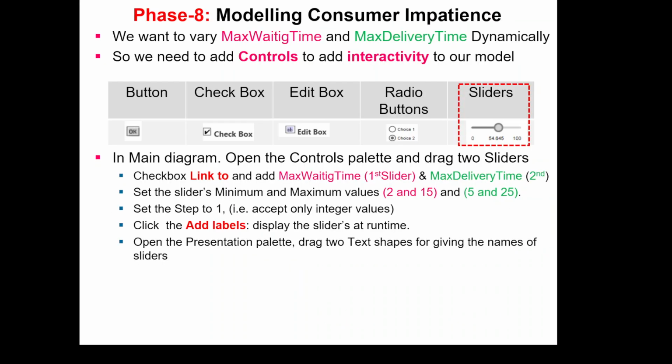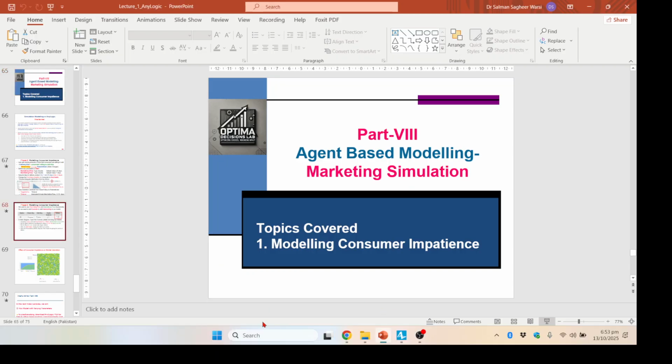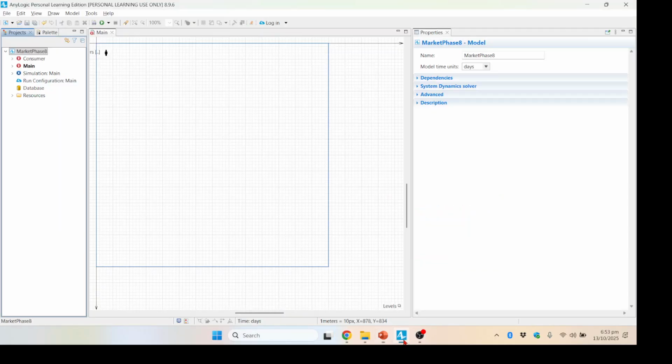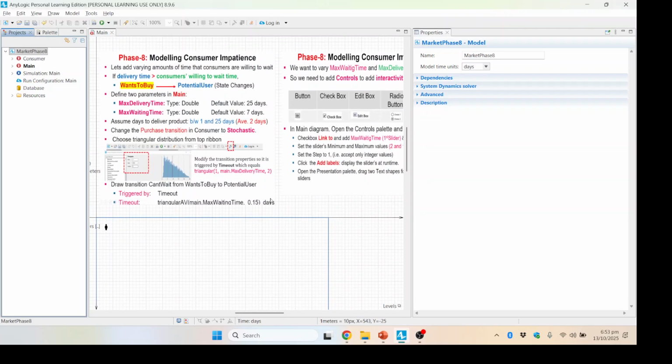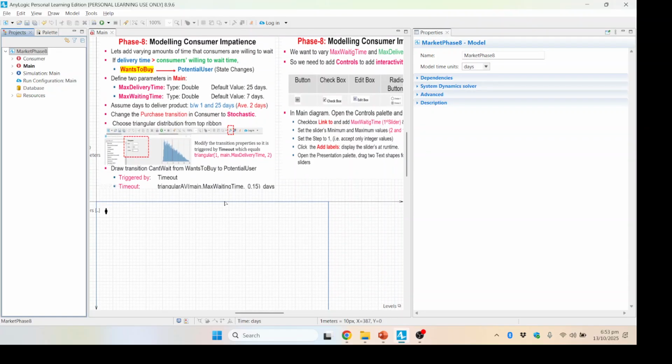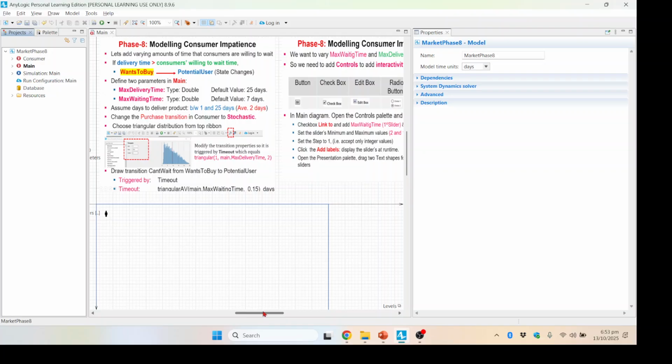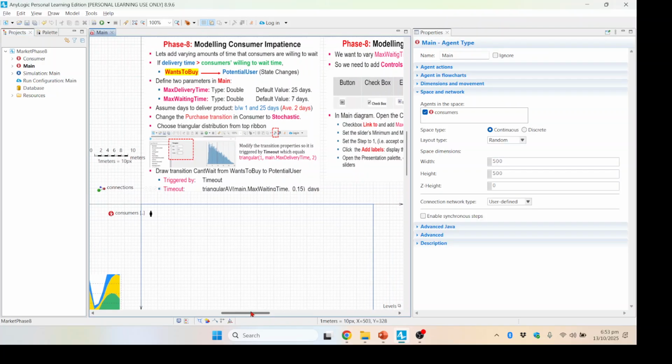So let's go to the AnyLogic and see how it is actually done. It might look overwhelming, but these are very simple steps and I'll walk you through them. I'll go to the AnyLogic, and I've already opened a file here, the modeling consumer impatience. I've already copied the instructions here.